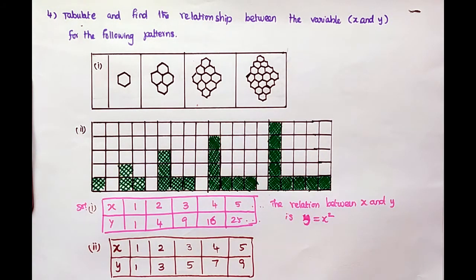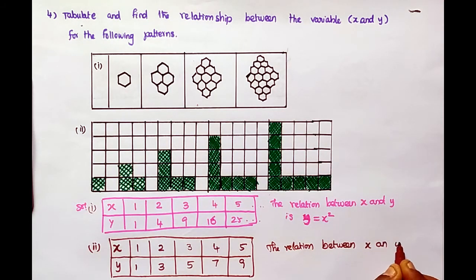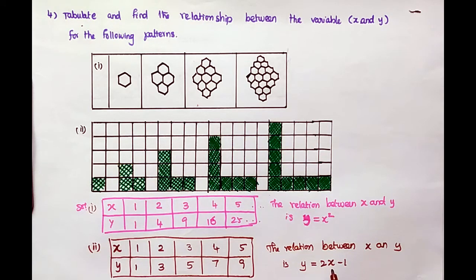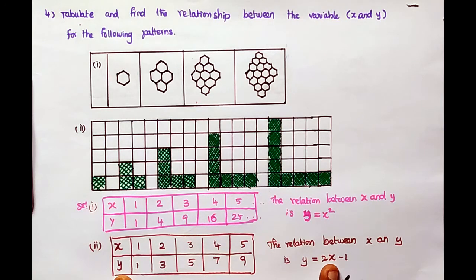Listen, the relation between x and y is y equal to 2x minus 1. Listen, put 1 for x, we get 2 into 1 is 2, 2 minus 1 is 1. And then we put 2 for x, 2 2s are 4, 4 minus 1 is 3. 3 means 2 3s are 6, 6 minus 1 is 5. So that is the answer.